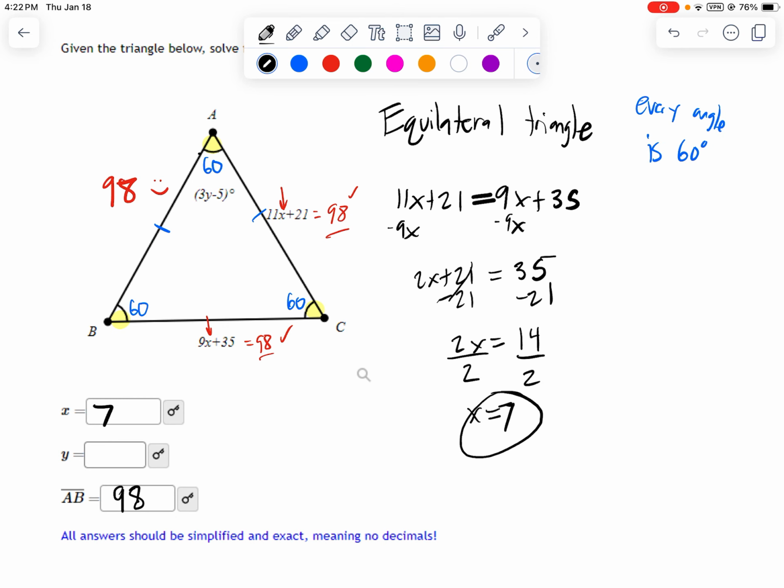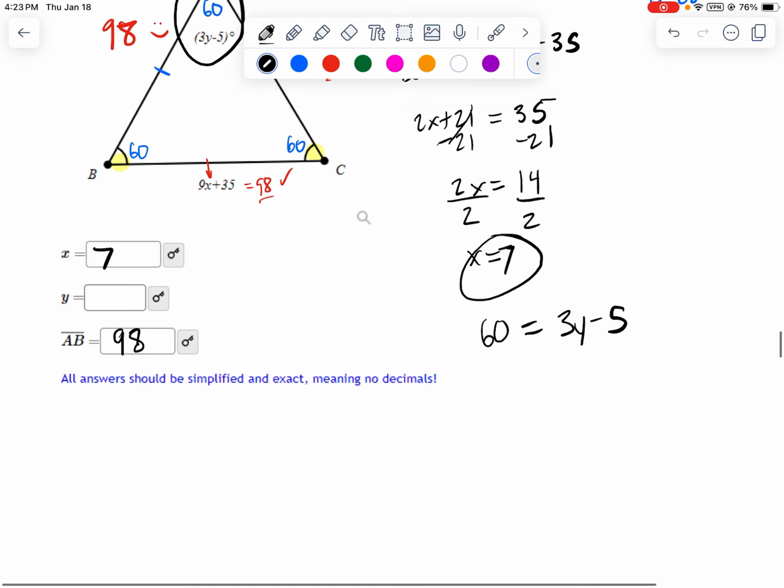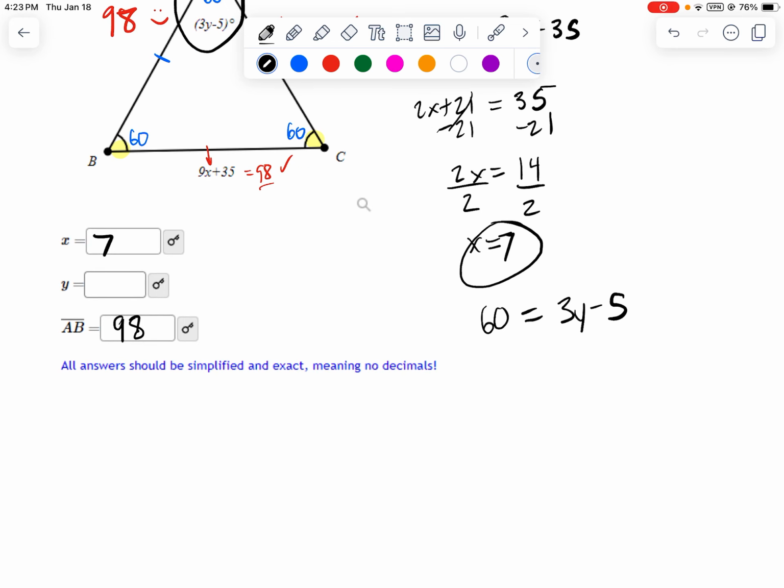If we know that angle is 60, we also know that angle is 3y minus 5, don't we? That angle can't be different things. We know that 60 must equal 3y minus 5. They have to be the same thing. There's the equation. Solve for y. Undo subtraction with addition, add 5 to both sides. We get 65 equals 3y.